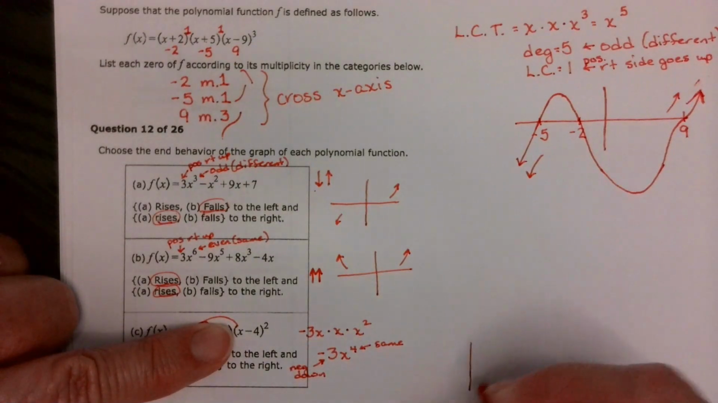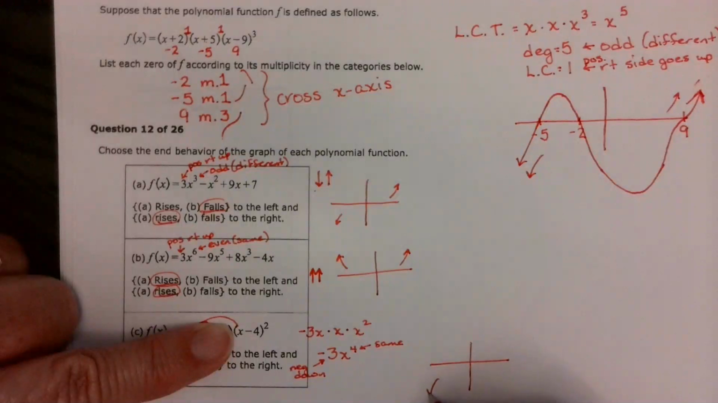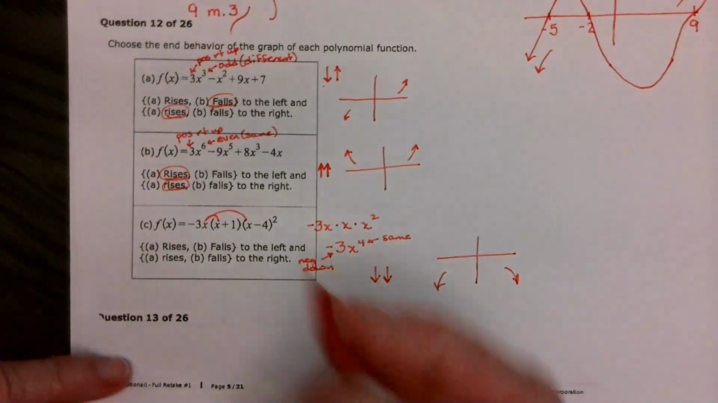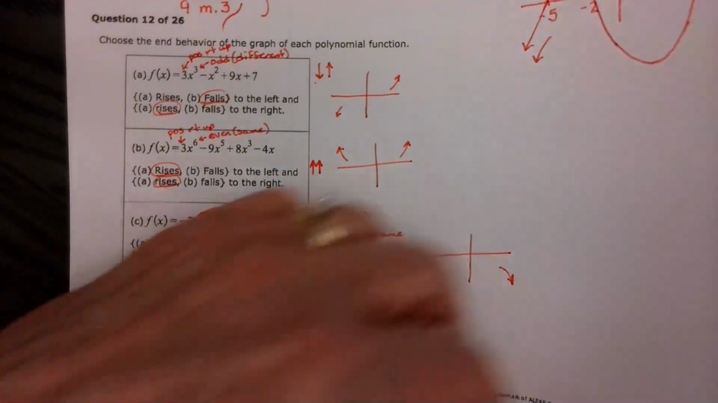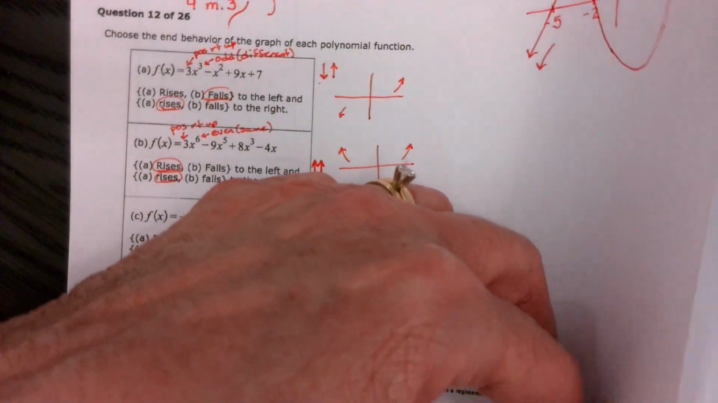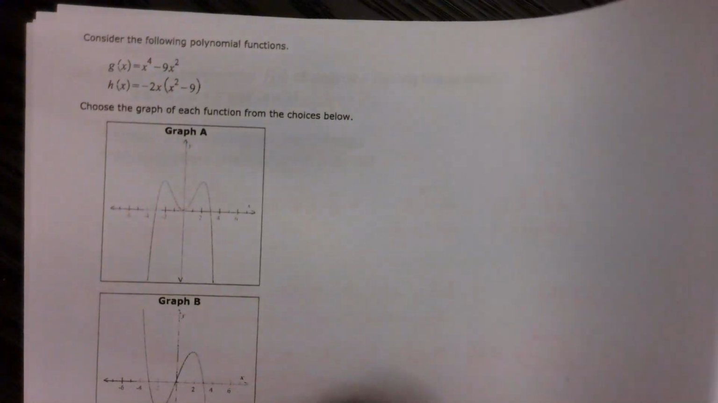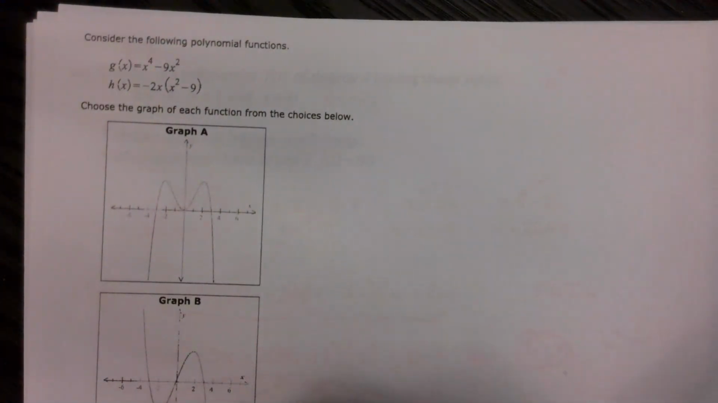So on the graph it would look something like this. Now for me it could be as simple as just that, but falls to the left and falls to the right. I think there's one more for this video. Consider the following polynomial functions. So we actually have more of the graphs in this.